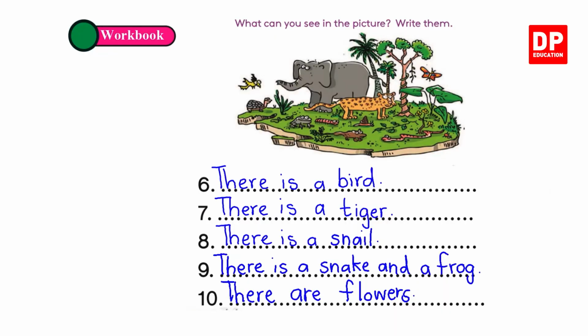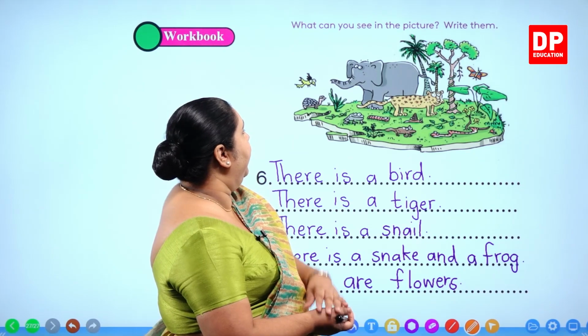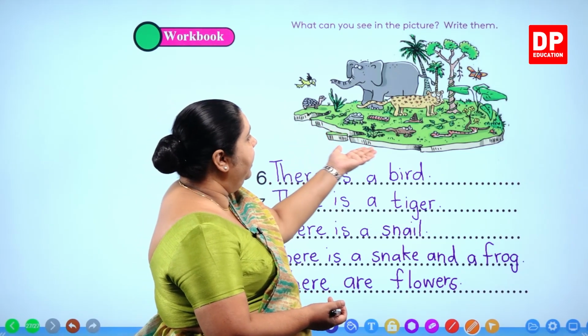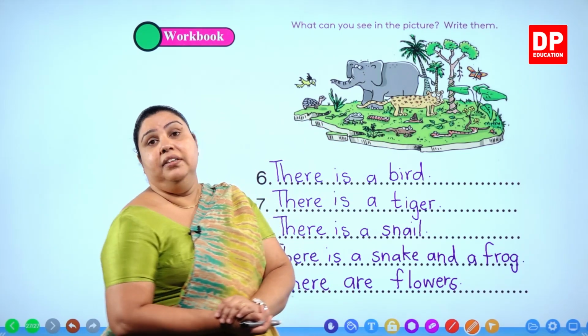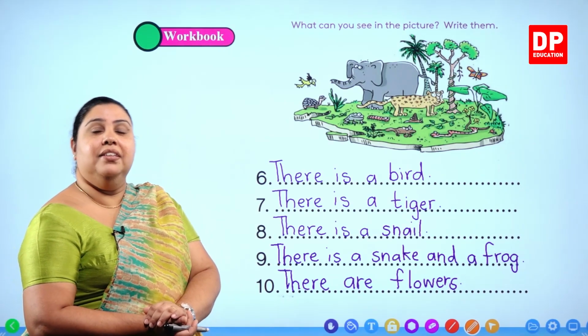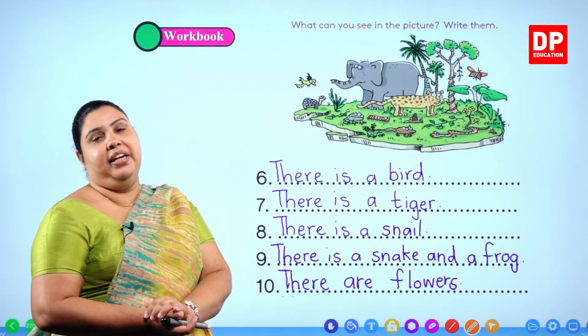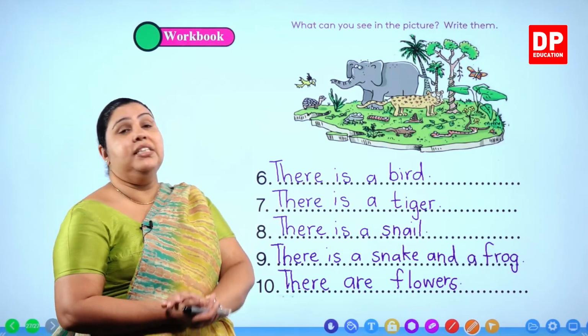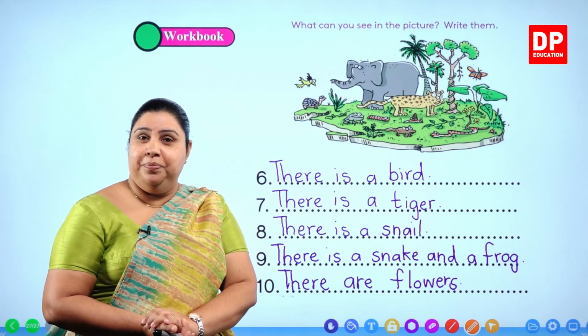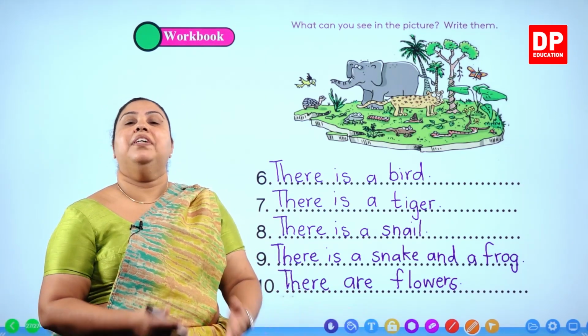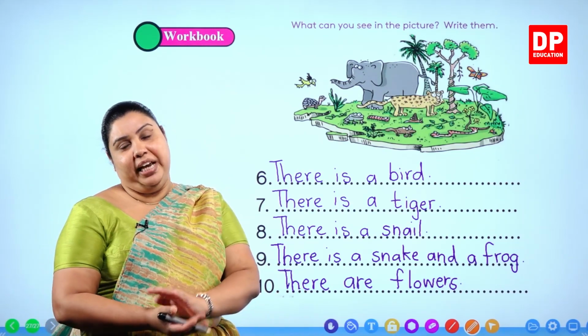So you can write some more. You can maybe go into detail. There is a coconut tree. There is a papaya tree. Then you can say there are green leaves. There are small plants. You can think of so many things and write because we have learnt all these words in our lesson, right? So now we have completed our workbook activities.